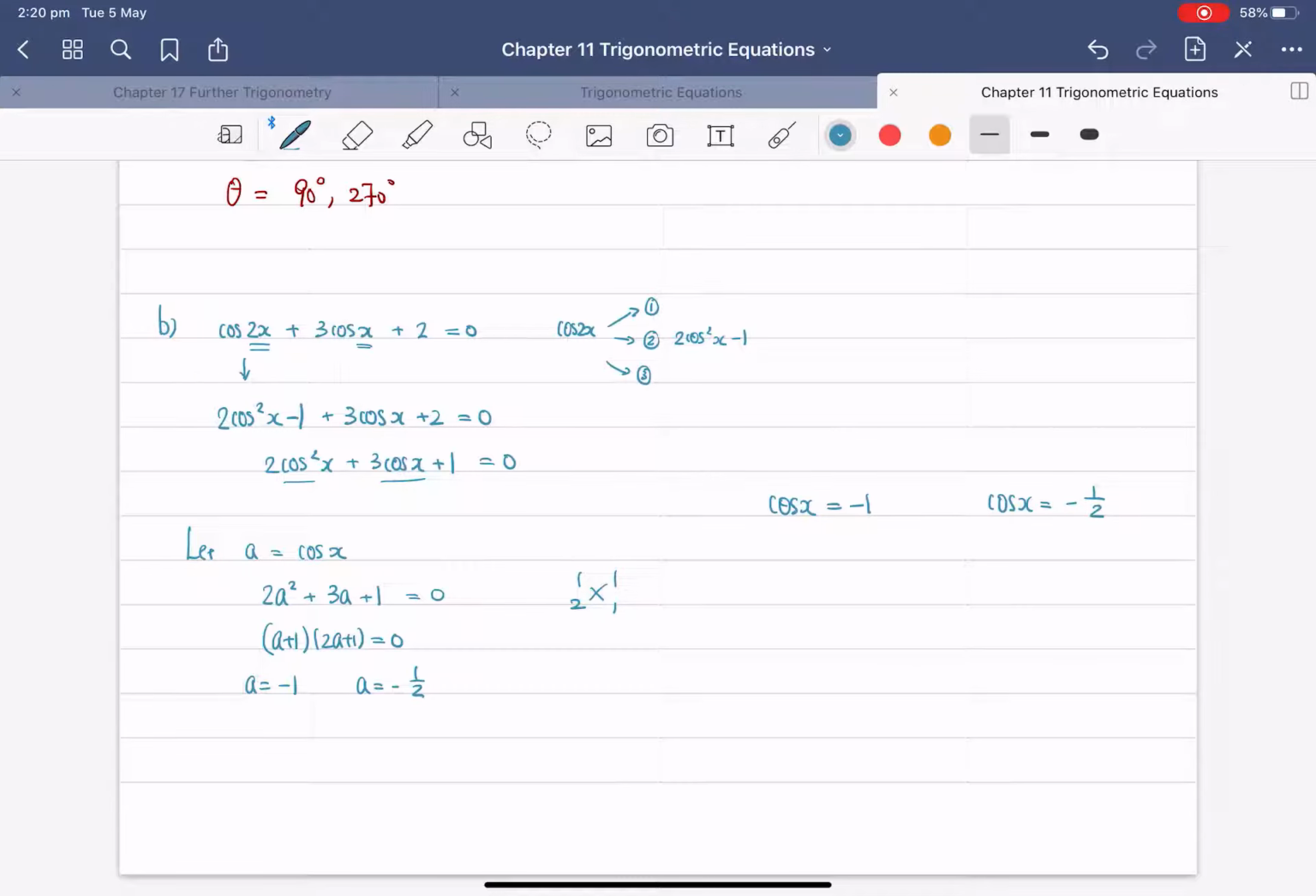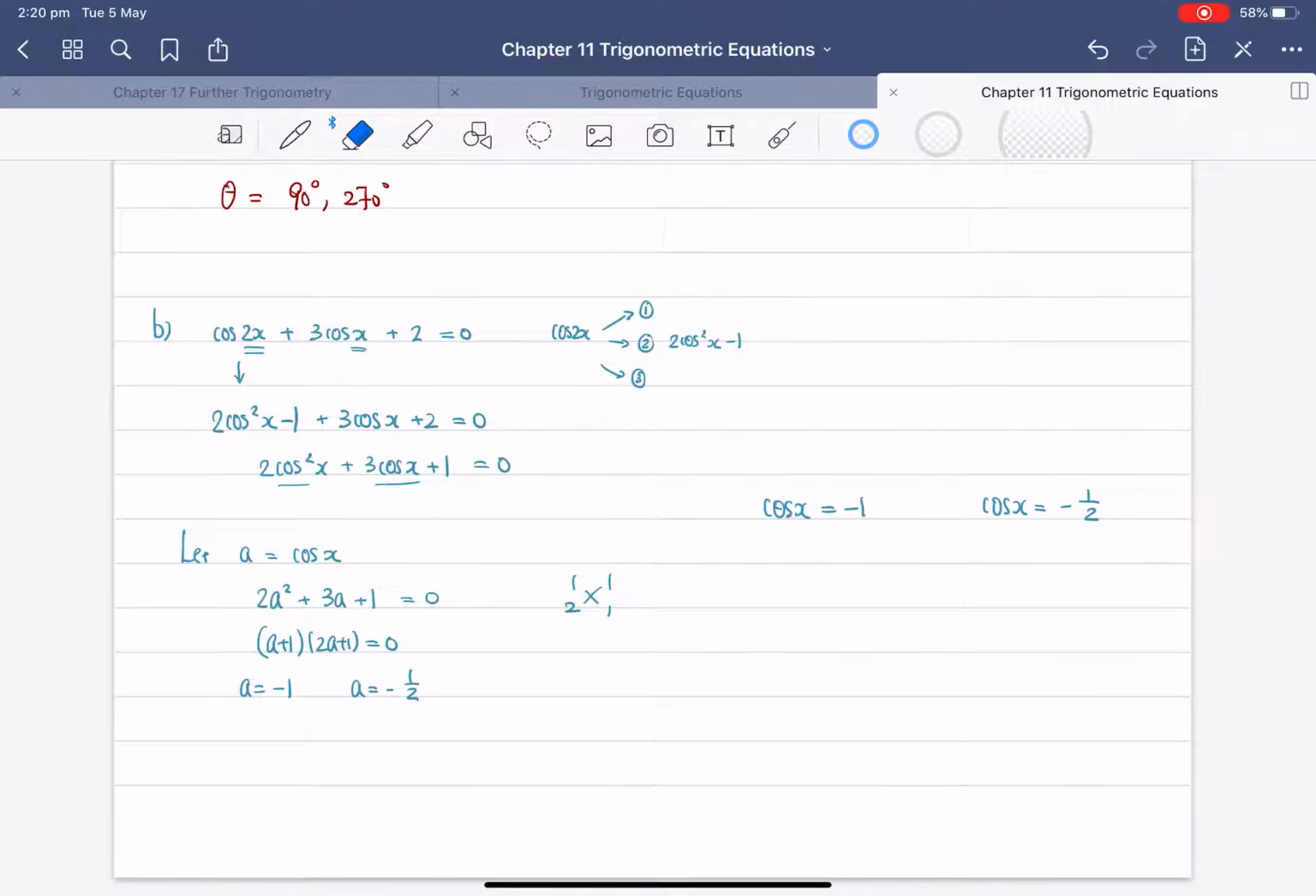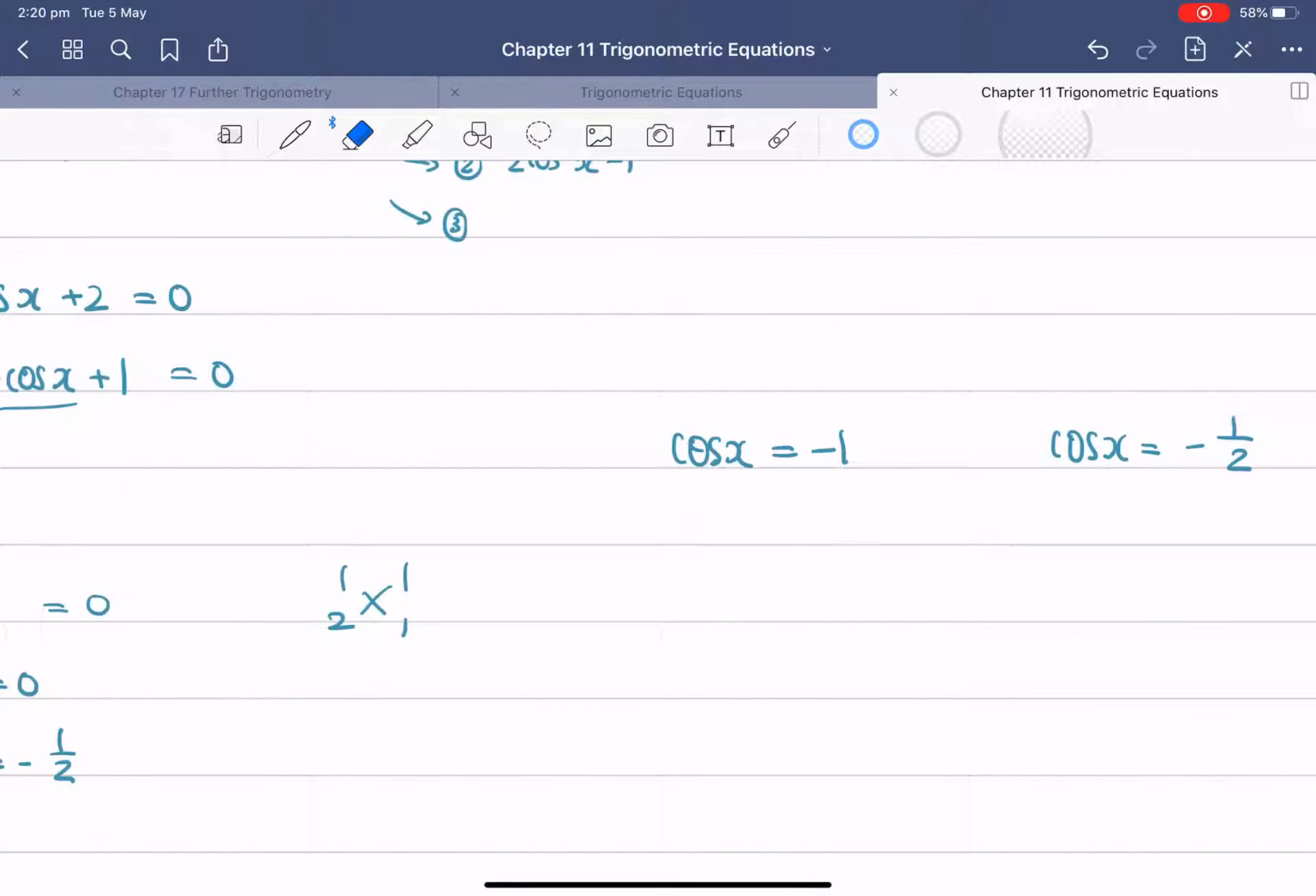Okay, so now you get to this point. Now the next step is let's solve the equation. So use your calculator. x is equal to cos inverse of minus 1, and the answer here is pi, which in terms of degrees would be 180 degrees for the first one.